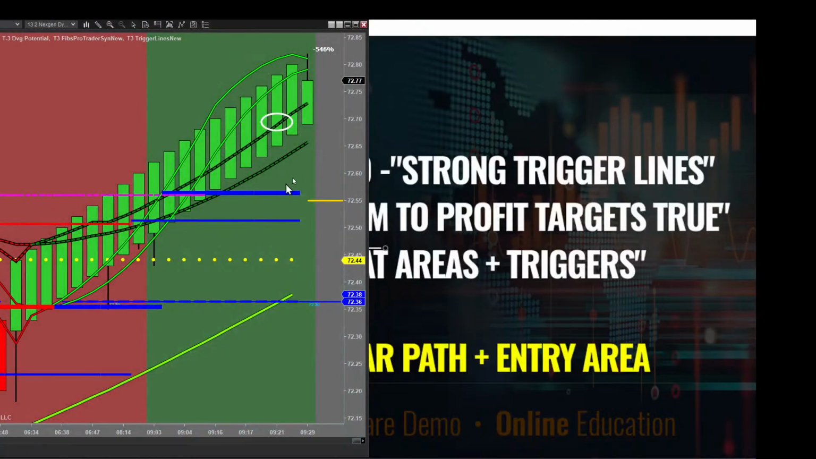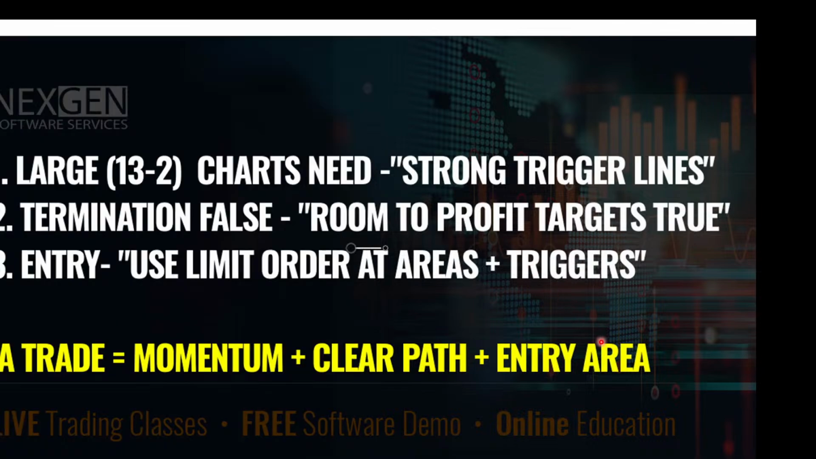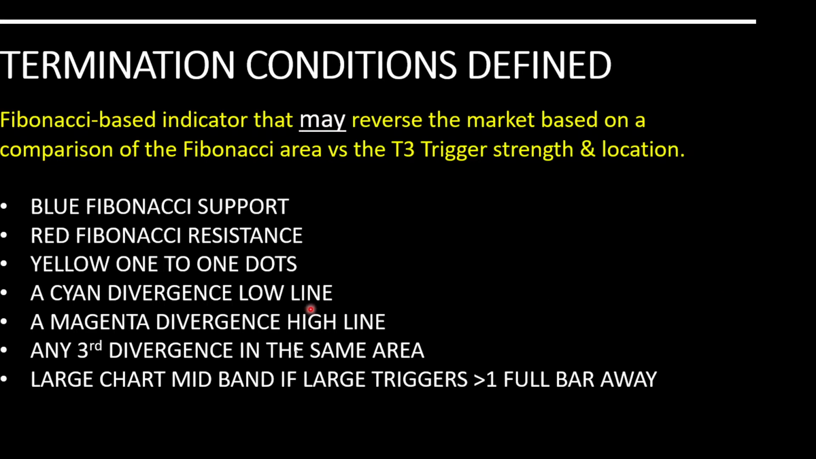Momentum is defined on the large chart, on the first bar. This is strong triggers, separation between the small and large. Black Prince recognized it. He was looking for a long trade to go up with that momentum. I love it. Once you have momentum, thanks Jeffrey, got to make sure there's nothing in the way. We're making sure that there's no termination conditions. And a termination condition is one of those Fibonacci-based indicators. Remember those areas that we talked about: support, resistance, one-to-ones, divergence highs, divergence lows?